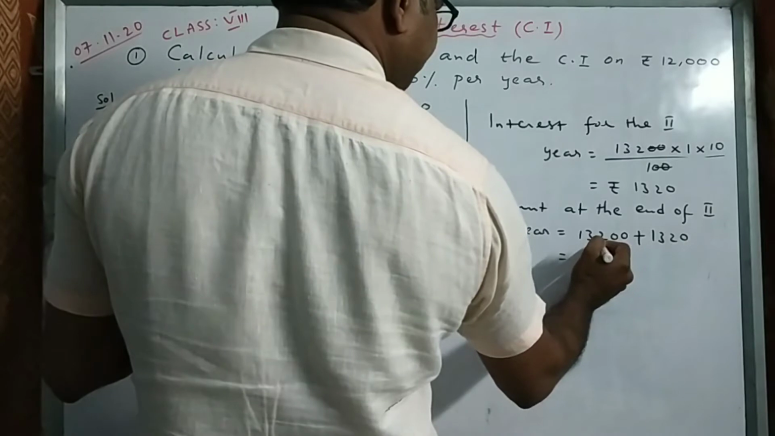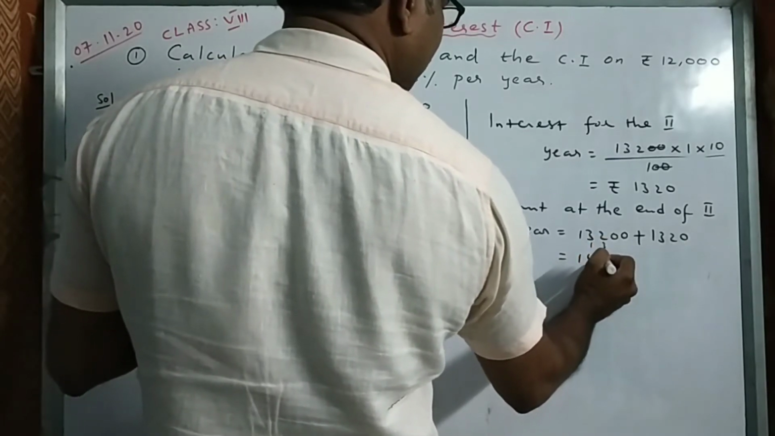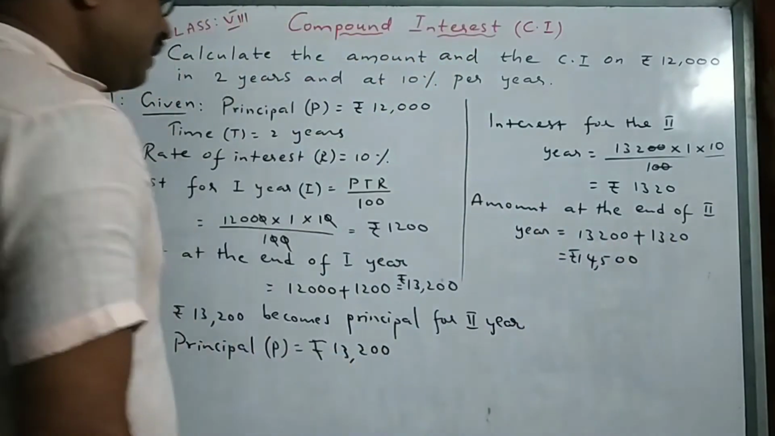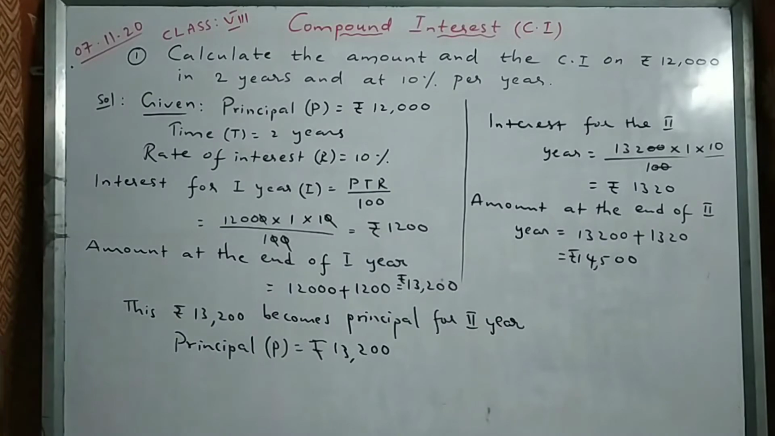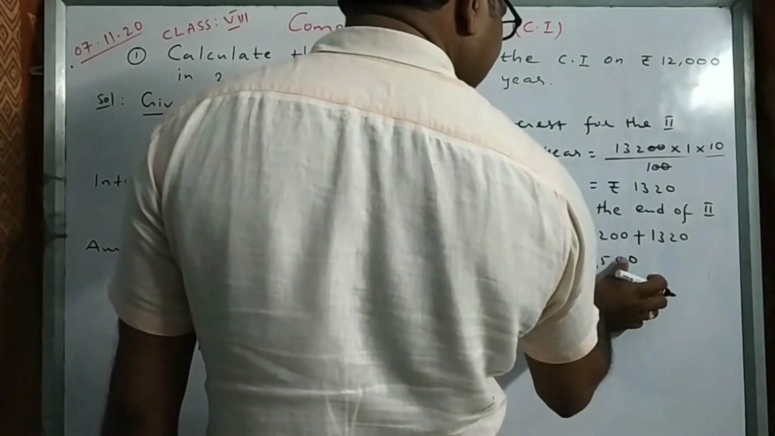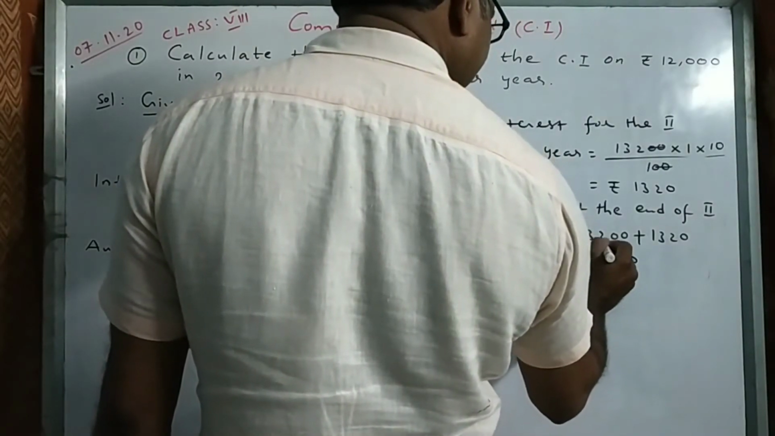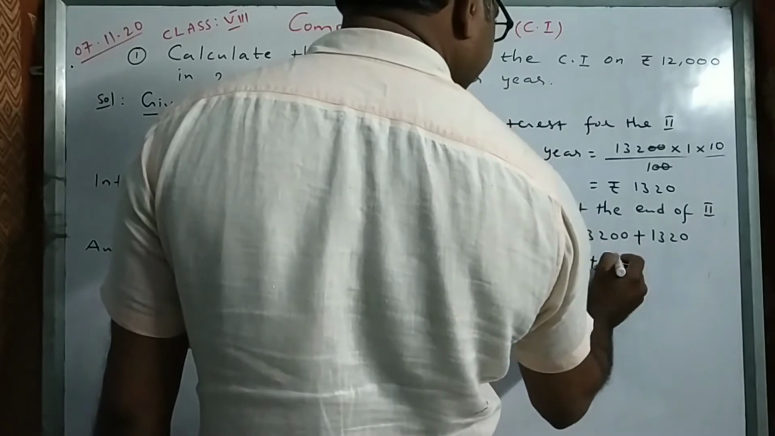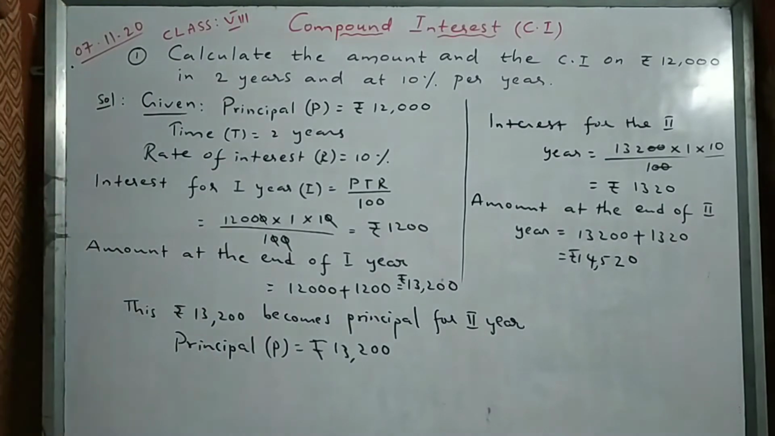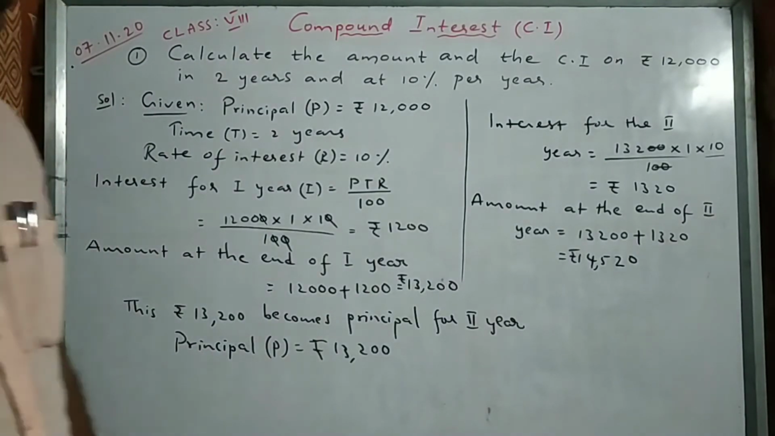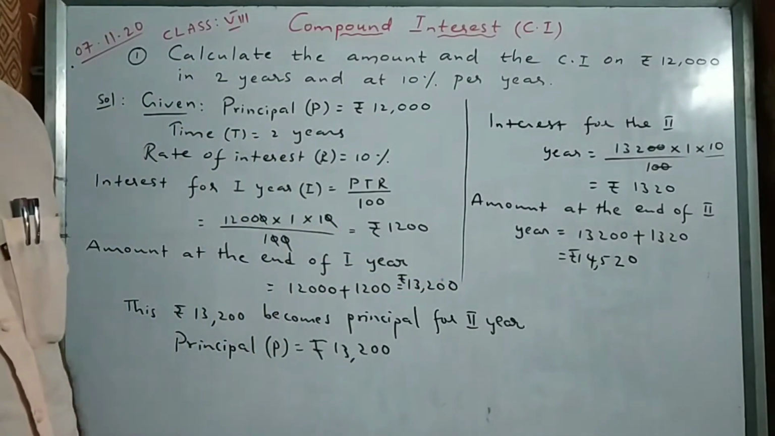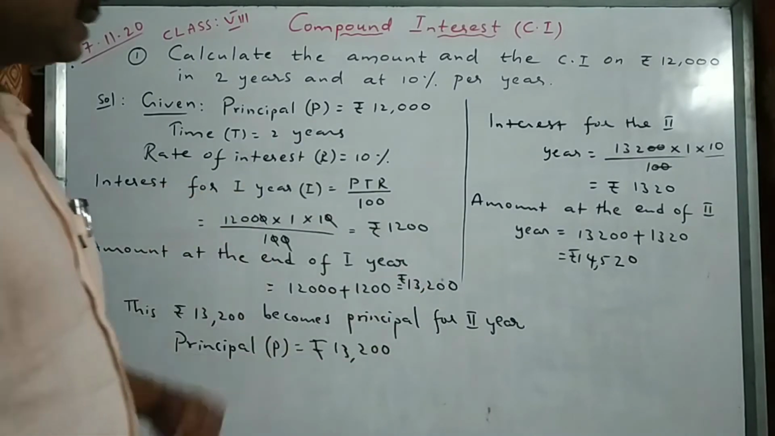So this will be 14,500... sorry, 14,520. 14,520 is the amount at the end of second year. Suppose if there is a third year, this amount will become the principal for the third year. So it goes on increasing always. That is the difference here.